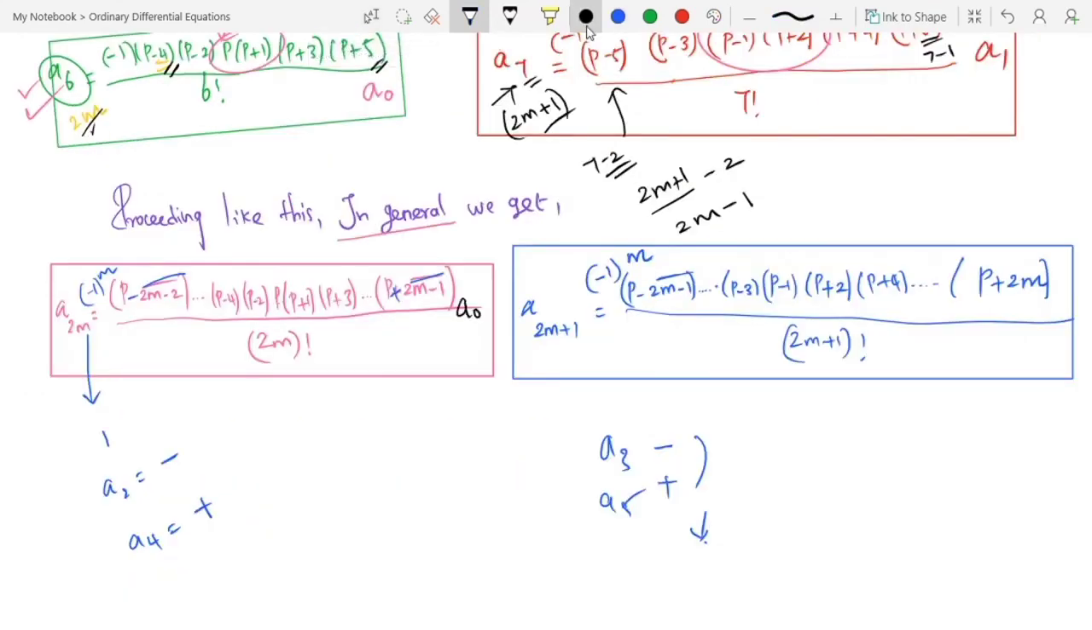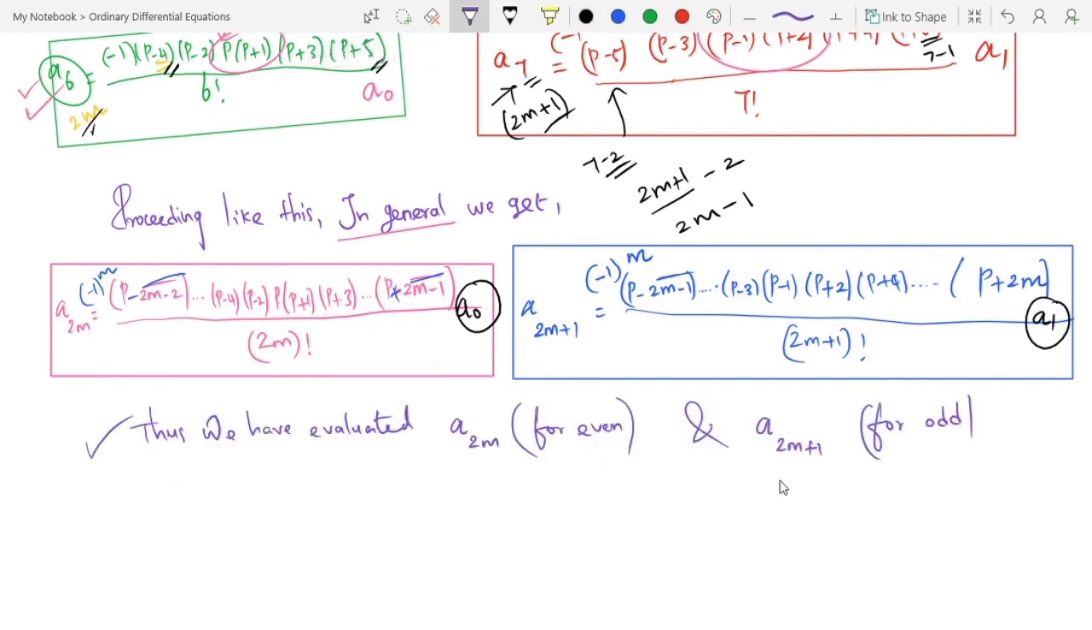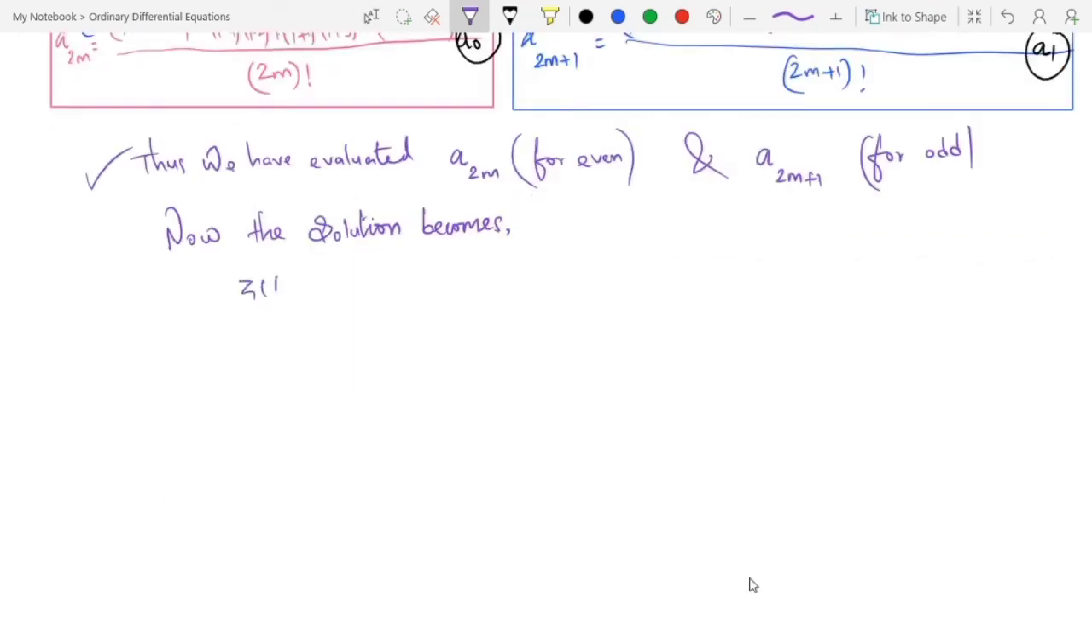Note the point. We have to write A0. Here A suffix odd number in terms of A1. Okay, I always forget to write it myself. That's all. That's how we have evaluated A suffix 2m and A suffix 2m plus 1 for the general case. Now we are able to write the solution. Now the solution becomes z of t is equal to, expanding the summation, first term A0, A1t, A2t square, A3t power 3, A4t power 4 plus and so on.